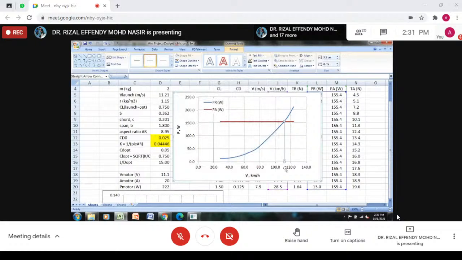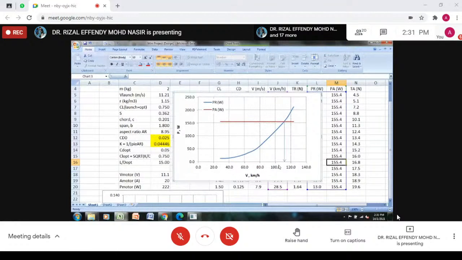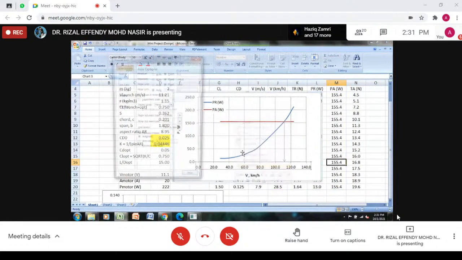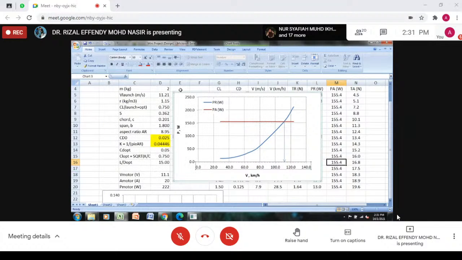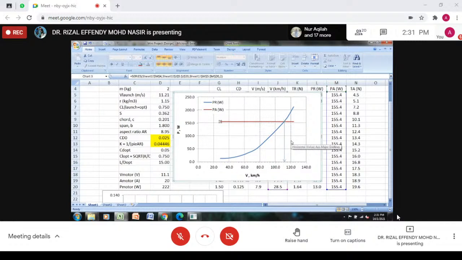So, jadikan dia lurus. Now, in case you tak boleh baca sehingga dekat sini 100 to 120, you go to format axis. So, minor tick mark, mark outside also. And you can mark probably every 5 or every 2. Sebab ni 100, 110, you tahu mana 110, 120. Sini senang sikit nak baca. Okay. Move a little bit. Ya, macam tu lah lebih kurang.